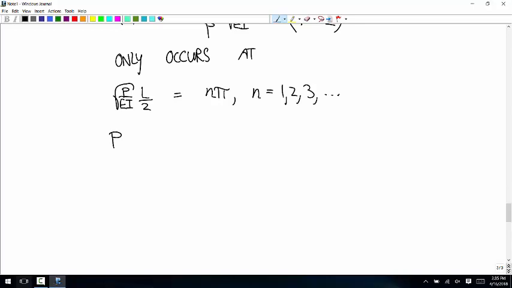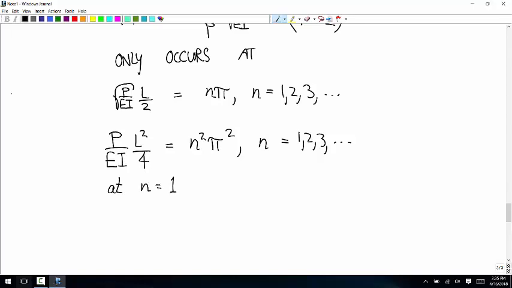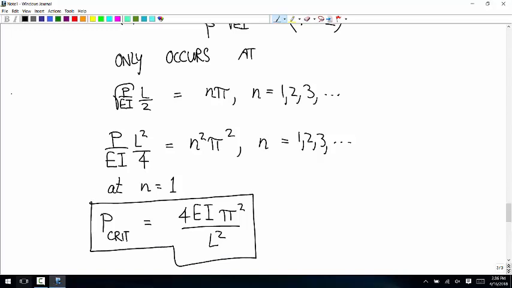Square both sides, and you get p over ei times L squared over 4 is equal to n squared pi squared for n equals 1, 2, 3, keep going up. And at n equals 1, we get the critical p-value that's equal to 4 ei times pi squared divided by L squared. If you have any restrictions along the length of the beam, then you choose the n value that meets those restrictions.